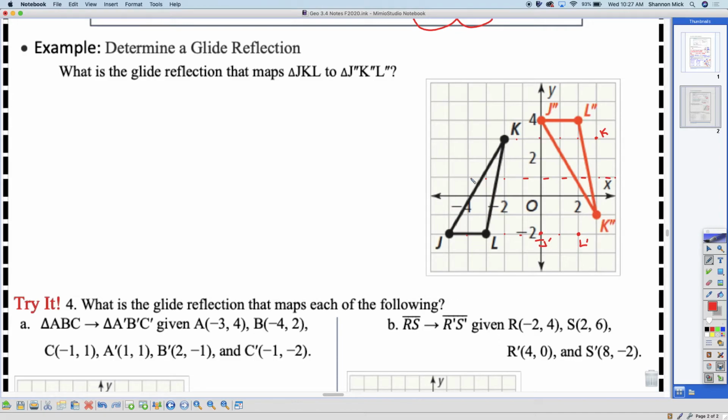Okay, so we had the translation first of all. We did the translation of what? We just went right 5. So how do I write that? It's <5, 0>, because I have 5 on my x's and 0 on my y's. Yes?